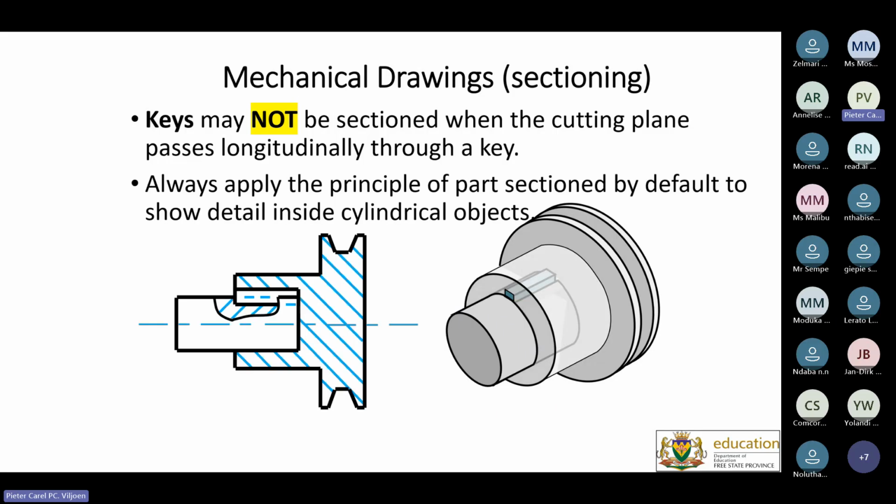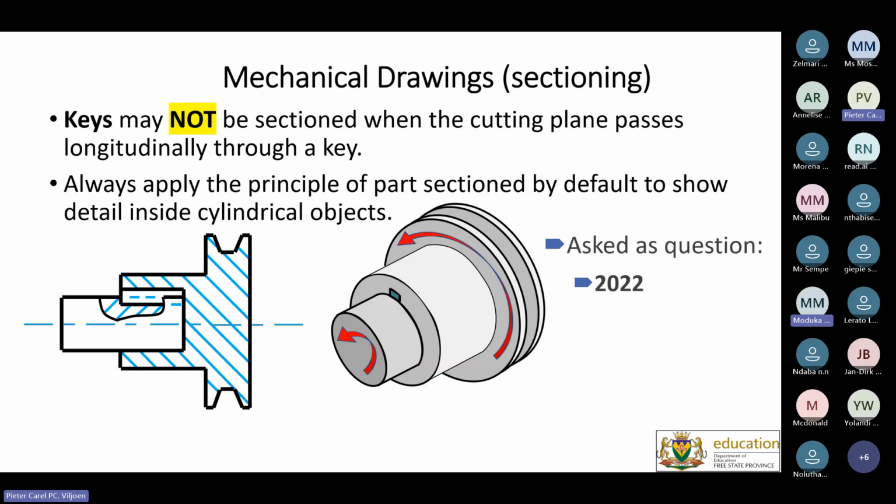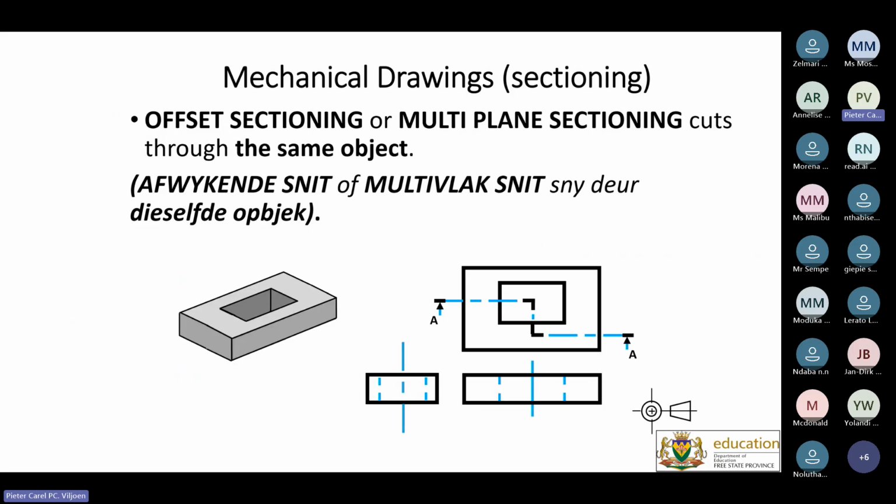Now, ladies and gentlemen, in grade 10, you can ask the learners to do part section. We will get to part section just now, but they have to understand that if a cylindrical object has got detail inside, you have to bite off a piece, because you can't hatch through rods and those types of things. So you have to do a part section to indicate the detail inside that part over there. Okay, so there we go.